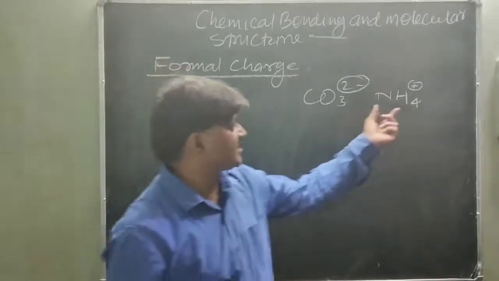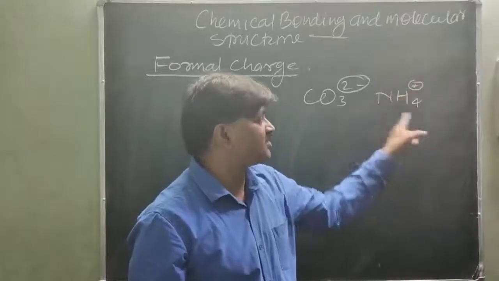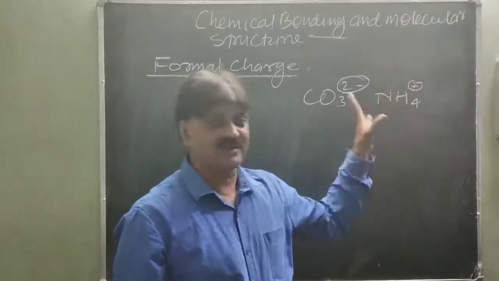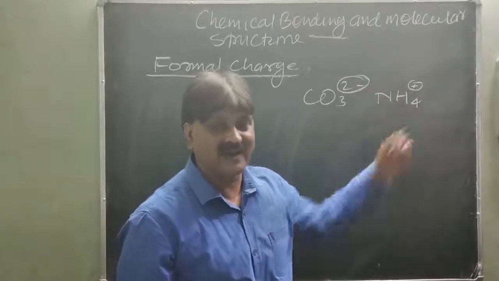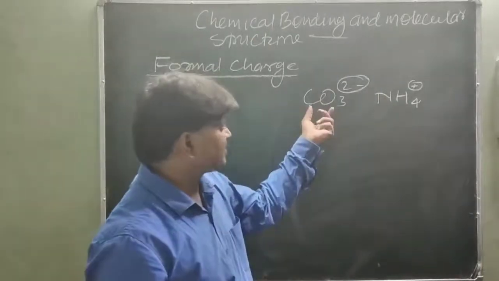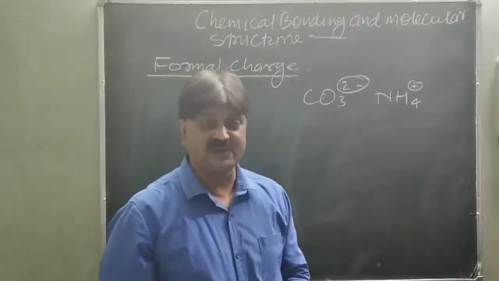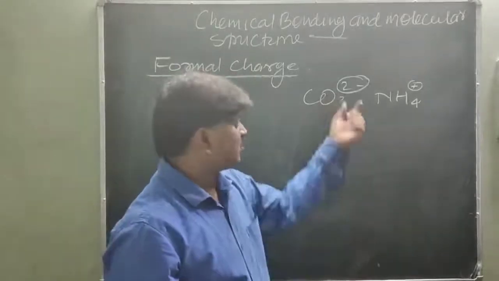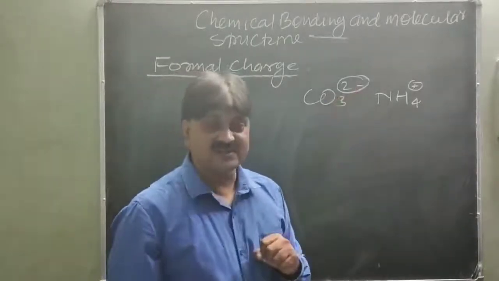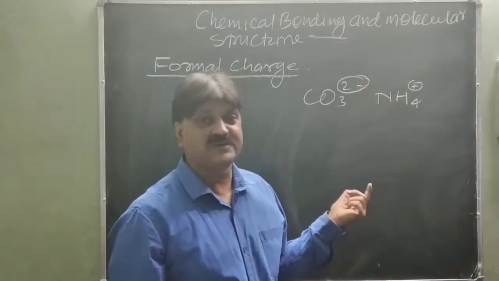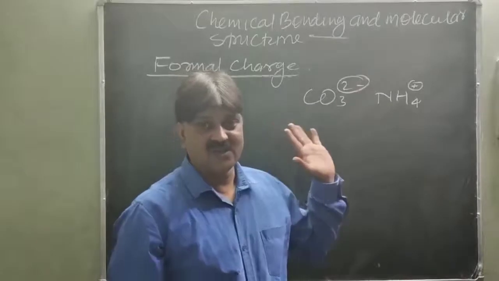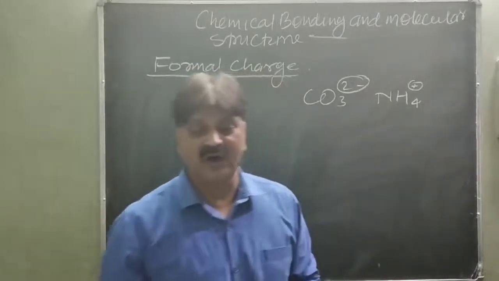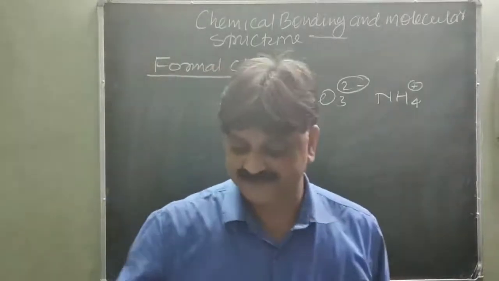Just like in NH4 plus, the positive charge is on the whole ammonium ion, but on which atom is this positive charge present? At nitrogen or hydrogen? Similarly, carbonate is also an example of a polyatomic ion. The 2 minus charge is on the whole, so on which atom is this negative charge present? At carbon or oxygen, it does not appear. So this is how we calculate the formal charge.